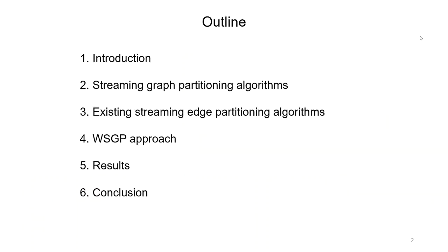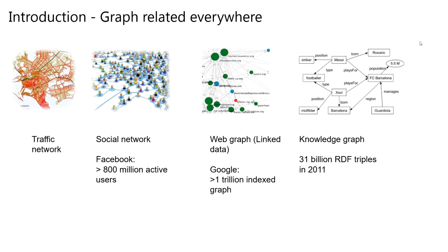First of all, this is the outline of this presentation. It is composed of 6 chapters. For the introduction, graph is now related everywhere. Graph structure data is a powerful tool to transform things from the real world to the digital world. There are many different use cases, such as traffic network, social network, web graph, linked data, and knowledge graph.